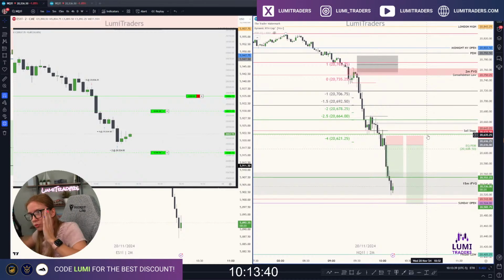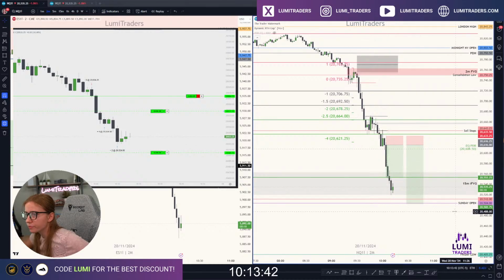I don't know how far it's going to drop, so I'm trying to find conservative levels. So we'll look for the weekly open, new week opening gap retest. So I don't know, we will see.